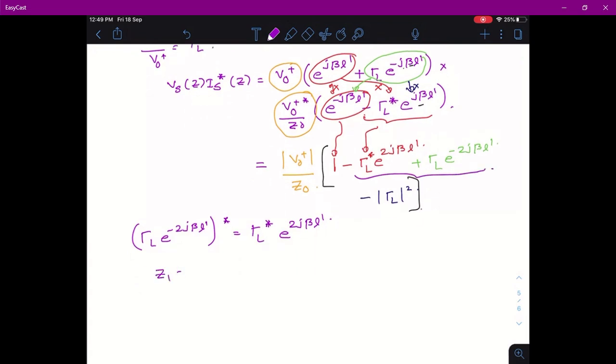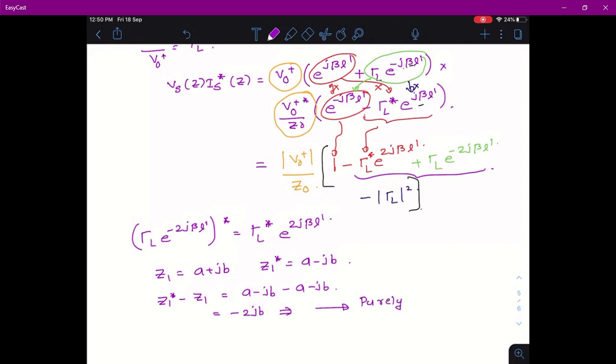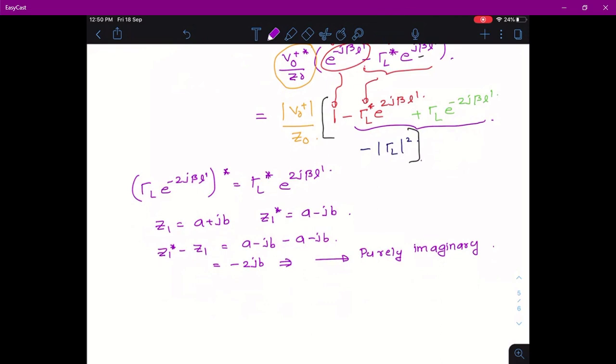So, if Z1 is equal to A plus JB, Z1 conjugate is equal to A minus JB, and if you subtract Z1 conjugate from Z1, you will get A plus JB minus A plus JB. So, that will be 2 JB, which implies this is purely imaginary. Okay, fine. So, make note of that result.